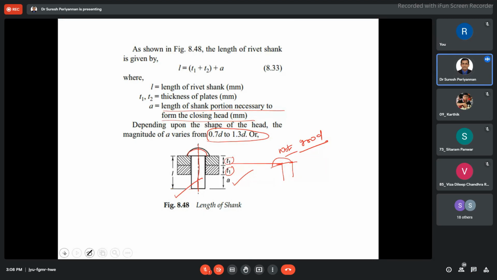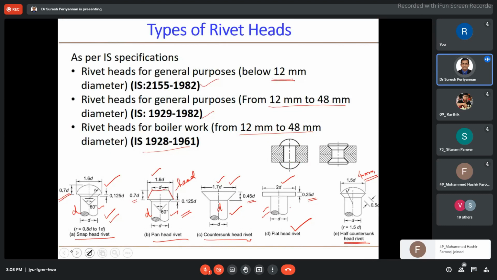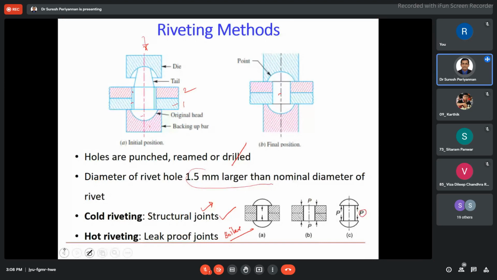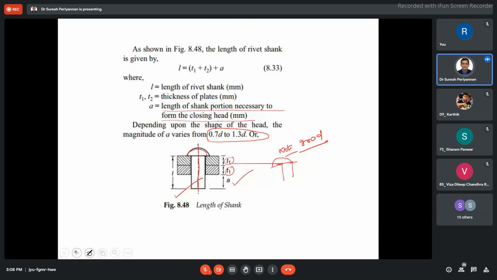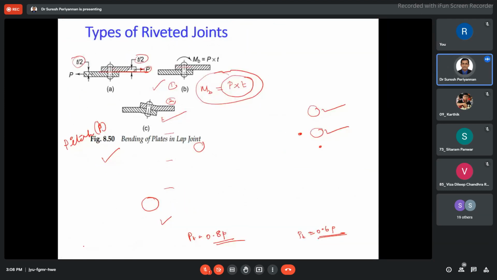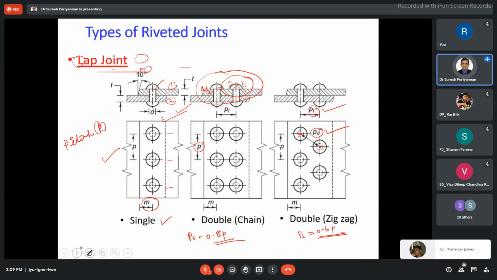Yesterday we discussed the types of rivet heads, the types of riveted joints, the applications of riveted joints, and how to make the riveting methods. We also discussed how the rivet warps and distorts due to bending, and the types of riveted joints, the lap joint and the single lap joint.